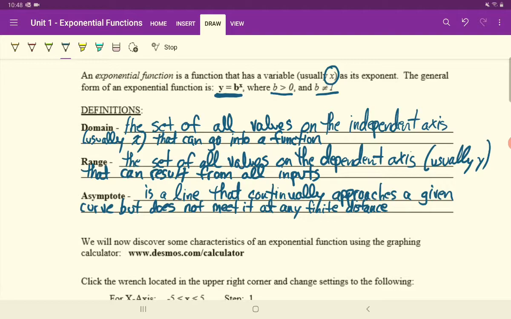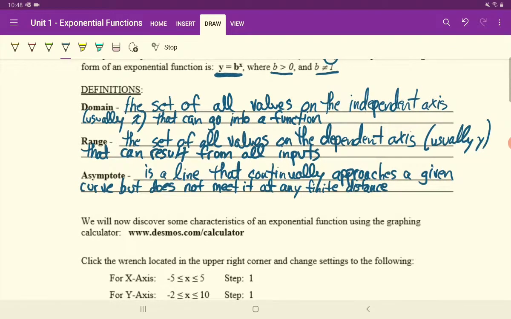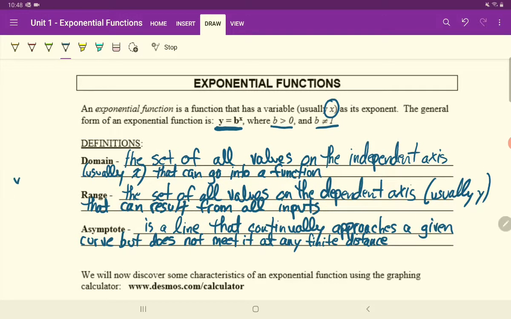The range is the set of all values on the dependent axis, usually the letter y, that can result from all the inputs. So all the values of x that you can put into the function, the result of which will give you your range. Let's say you have y equals 10 to the power of x. Your range will be dependent on all the x values that you plug in, and all the possible x values that you can plug in will give you all the possible y values that can occur.